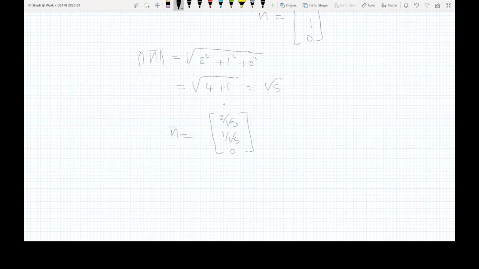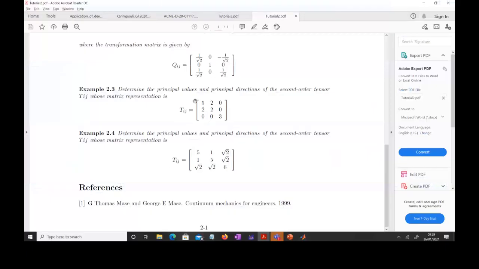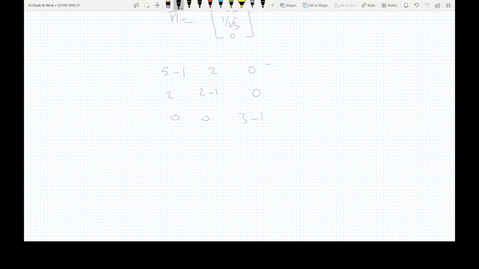Okay, so I'm just going to do the same thing for lambda equal to 1. Again, the matrix is 5, 2, 0. So I just need to subtract lambda equal to 1 from all these diagonal terms. So it is 5 minus 1, 2, 0, 2, 2 minus 1, 0, 0, 0, 3 minus 1. This is multiplied with n1, n2, and n3. And this is equal to zeros. So I've got 4 n1 added to 2 n2.